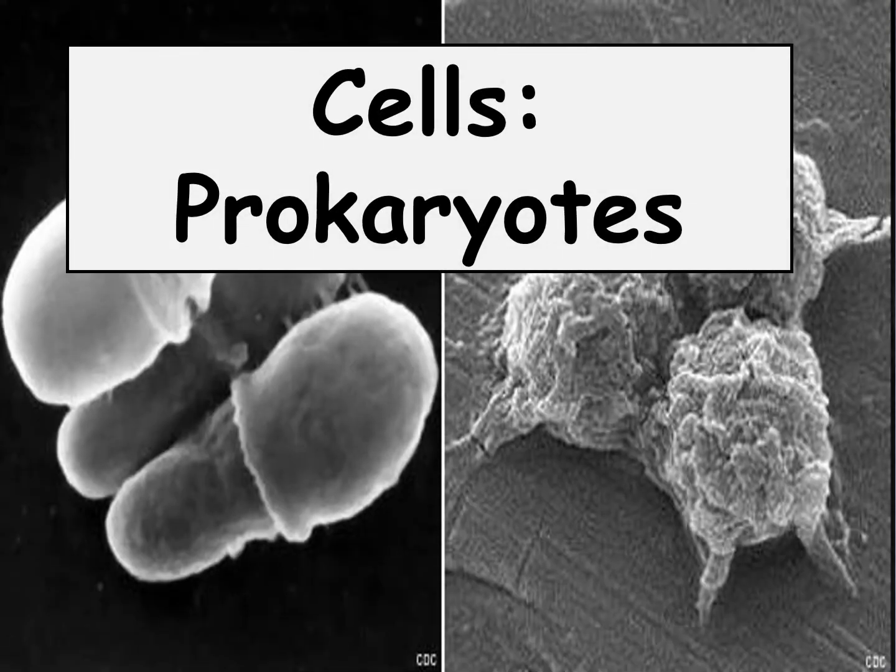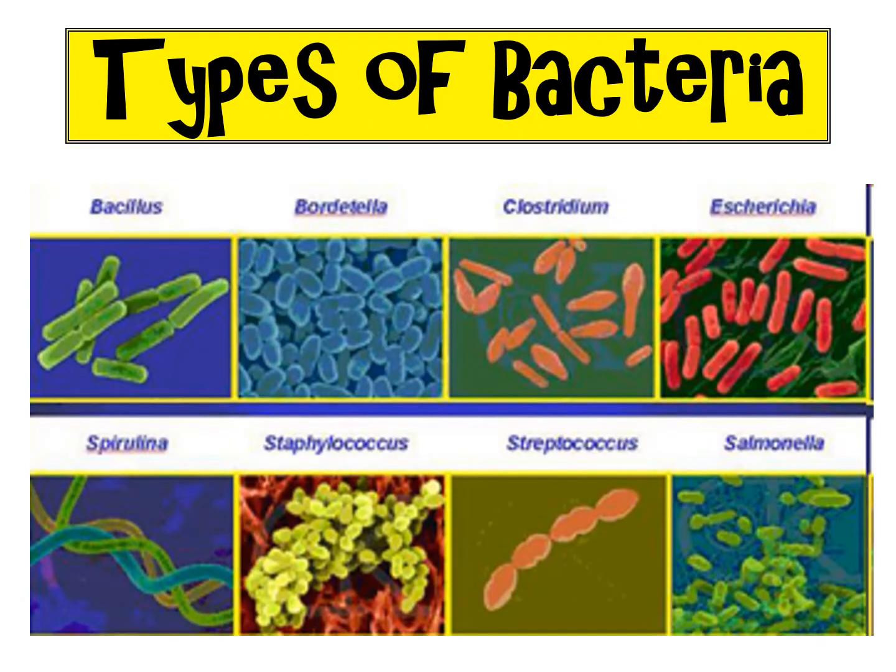So today we officially start Unit 2 in AP Bio, cell structure and function. In order to start this unit, we have to talk about the first very basic cells, and those cells are known as the prokaryotes. Most people know prokaryotes as bacteria. Bacteria is the common name for a prokaryote.